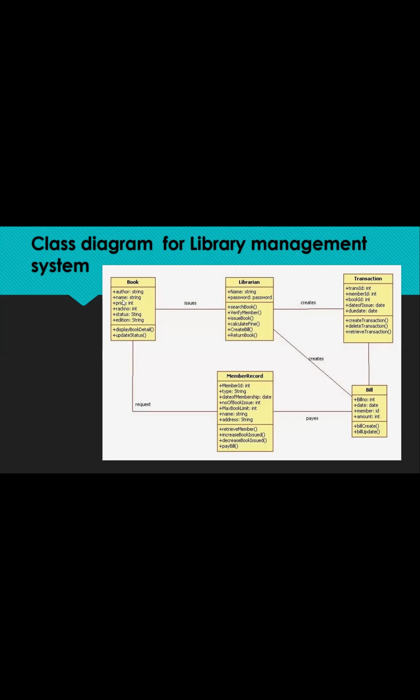But what are the attributes? Author is an attribute. Okay, name is an attribute. Price is an attribute. Okay, and then track number is an attribute. Status is an attribute. Addition is an attribute. Is it clear? Am I clear?